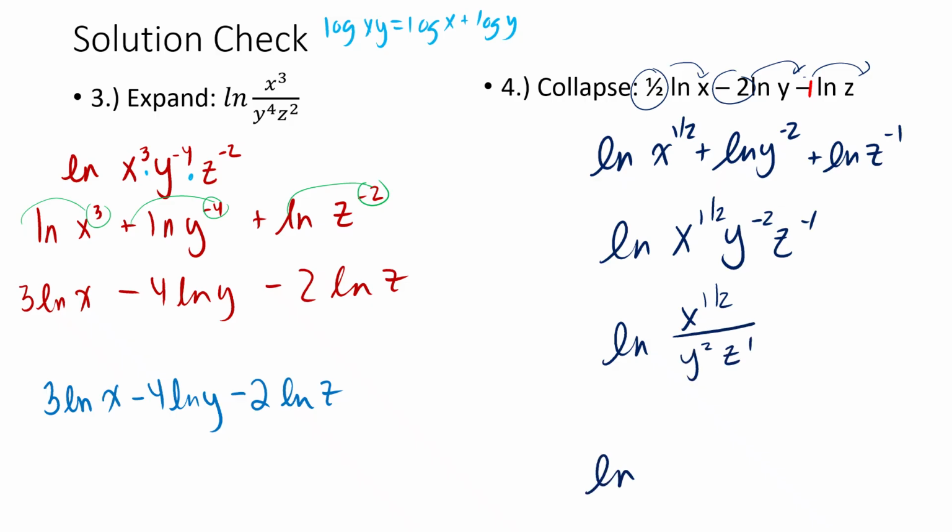And then the last thing you might do is remember this fun little fact that an exponent of 1/2 is a square root. So this would be square root of x, over y squared z, and we don't have to write an exponent of 1. Is that doable in one step? Yes. Is that a little bit trickier to do in one step? Also true, but not impossible.